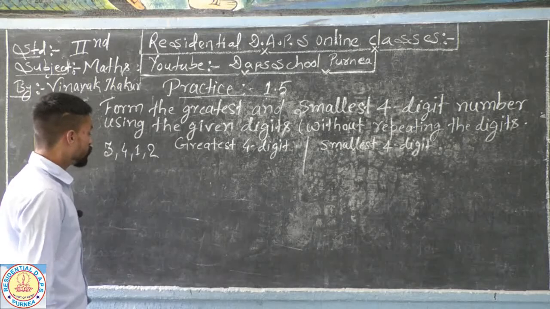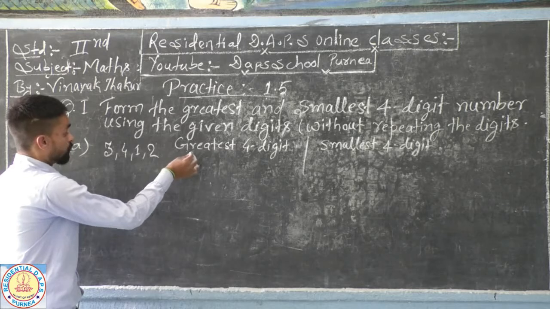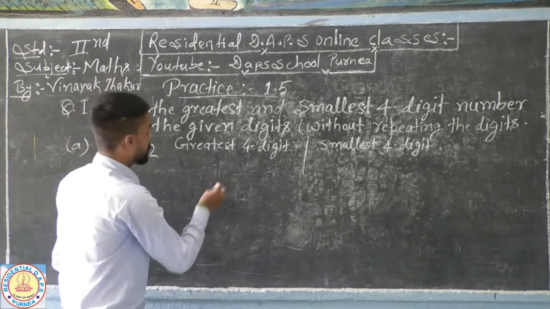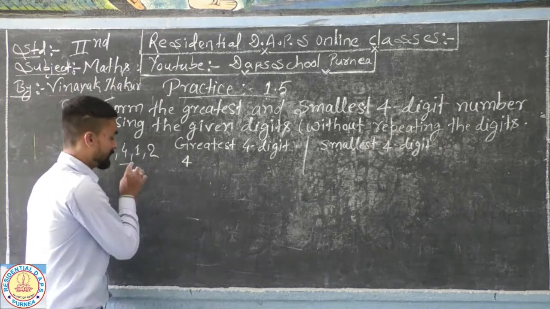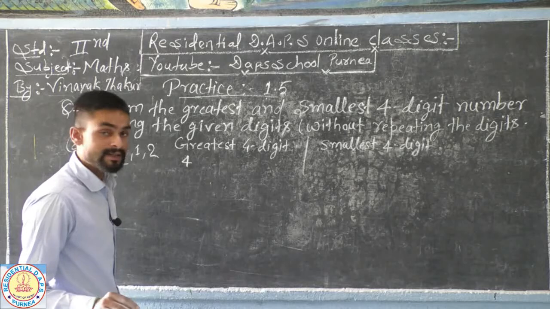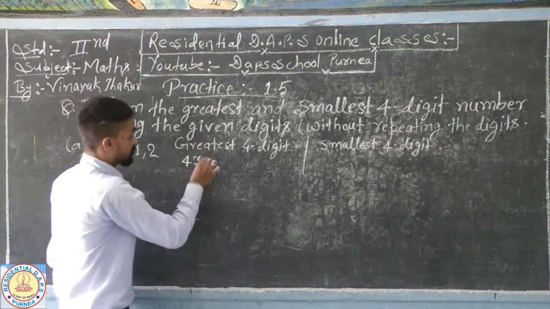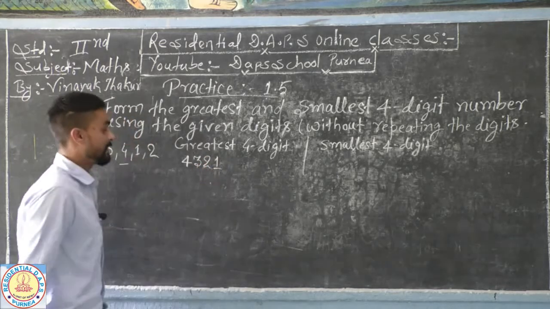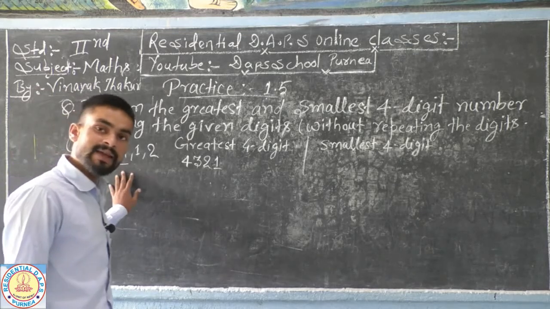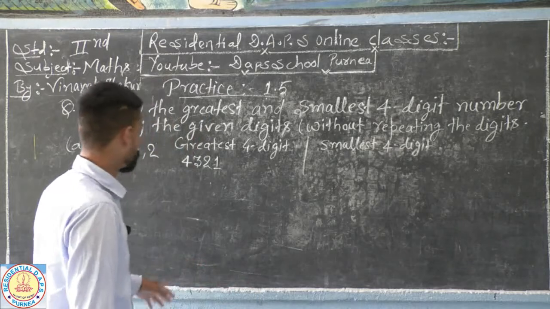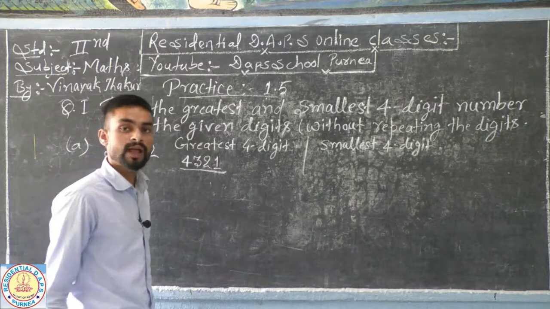Look at your blackboard. You have been given the digits. In these digits you have to find out the greatest one for the greatest digit. 4 is the greatest number in these given digits. After 4, 3 is smaller, then 2 comes up, and then 1. So this is your greatest number formed with the given digits 3, 4, 1, and 2. So this is the greatest four digit number. This is the first question answer.